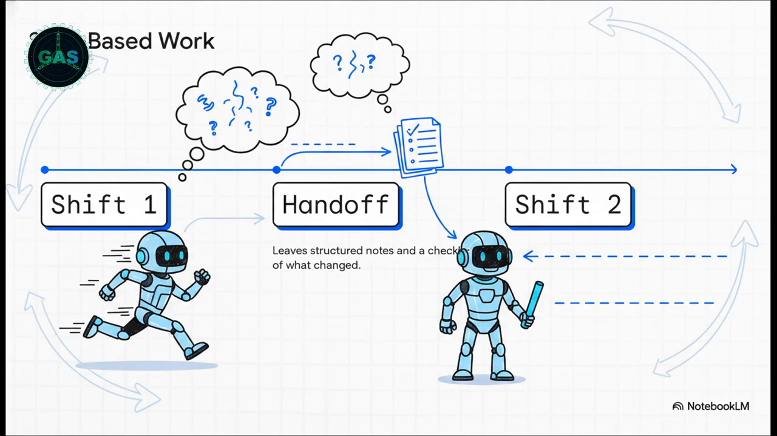One agent works a shift, and before its context window gets overwhelmed, it leaves highly structured notes, a checklist of what changed and what's next. Then it logs off, and a fresh agent picks up those notes and resumes context. This ensures sustained accuracy over days, weeks, or even months.